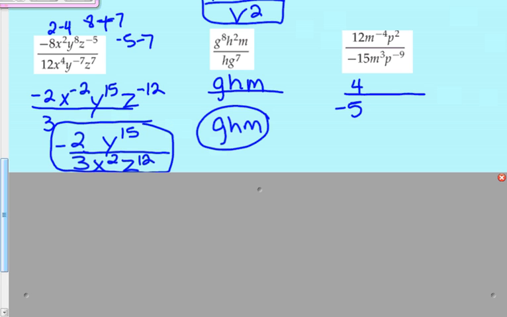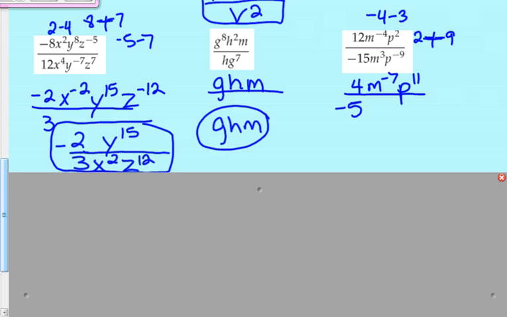Then we have the m's. Now let's address our m's. We're going to have negative 4 minus 3. By rule, we subtract, so that becomes m to the negative 7. Then we have the p's, which would be 2 minus a negative 9. So it's 2 plus 9. So it'll be p to the 11th power.